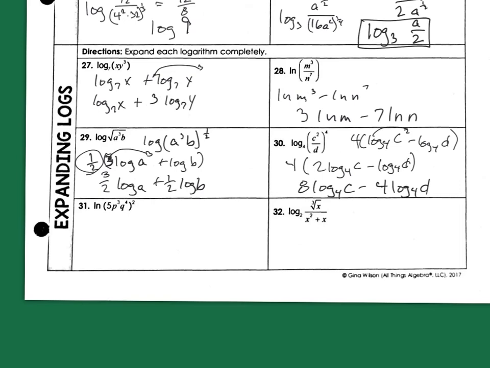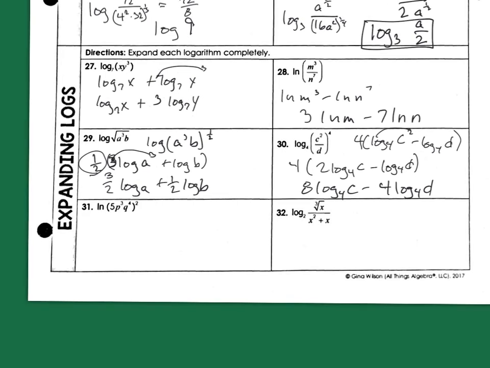All right, these are the crazy ones. If you can do these, you can do any of them. Lots of P's and Q's. I don't know why they use P's and Q's, but so 2, okay, this is helpful. 2 comes down out in front. And then we're going to have the natural log of 5p to the third plus the natural log of q to the fourth. Right? I mean, that's kind of how we're going to get started here.